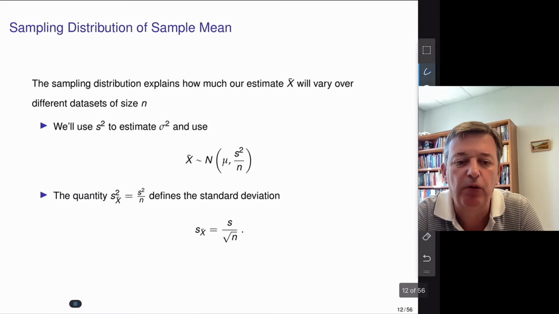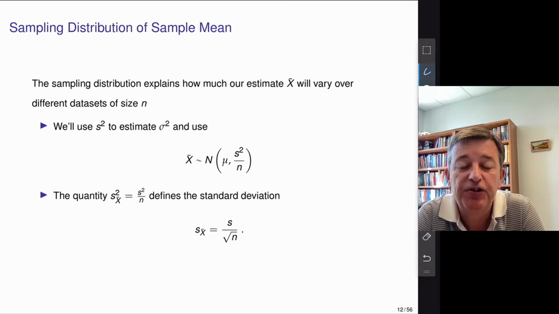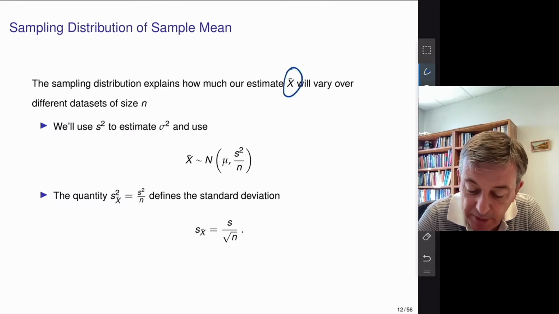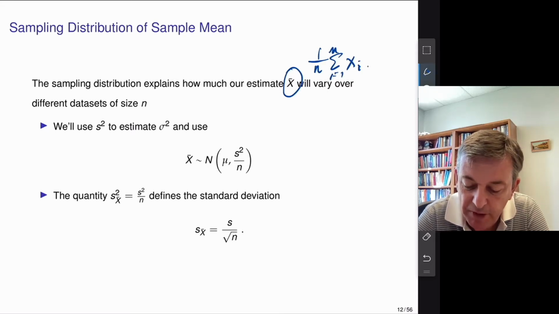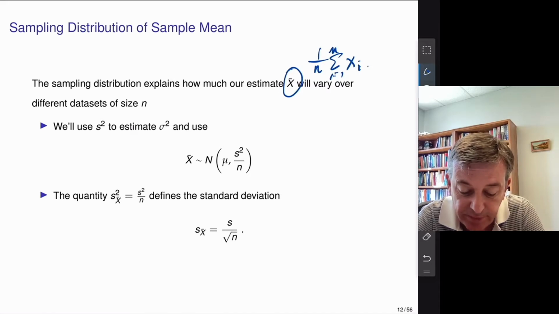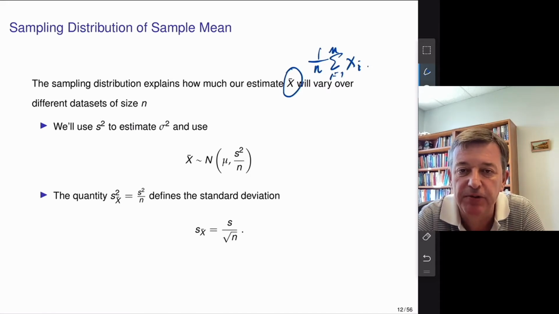Let me just put that into one slide. So the sampling distribution of x bar, remember that x bar is an average, 1 upon n times the sum, i goes from 1 to n, of xi, each individual observation, where each individual observation is assumed to have a normal distribution with mean mu, variance sigma squared.